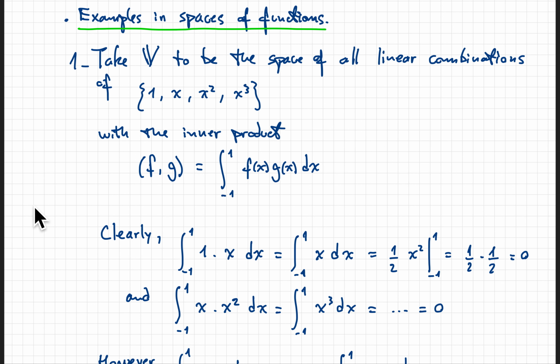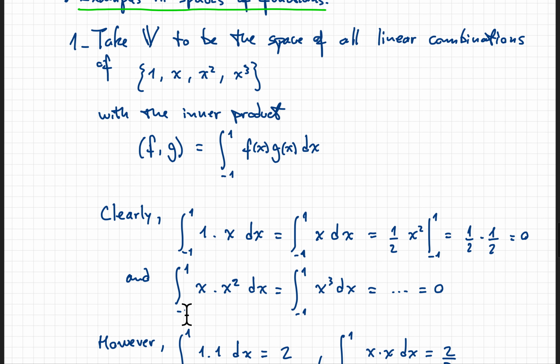At first things start to look pretty good. I do the inner product of 1 with x, so this vector with this vector, and I follow the calculation, the integral from minus 1 to 1 of x, and this calculation gives me x squared divided by 2. That's a simple integral, and that gives me 1/2 minus 1/2, which is 0. Okay. Then I go on and I see, oh, this is great. The integral between minus 1 and 1 of x times x squared gives me the integral of x cubed, and if I do the integral, I get 0 again.